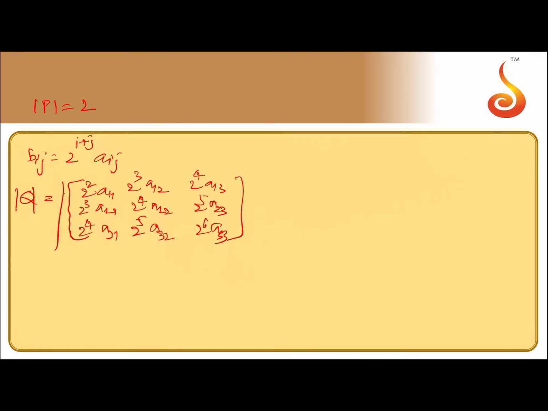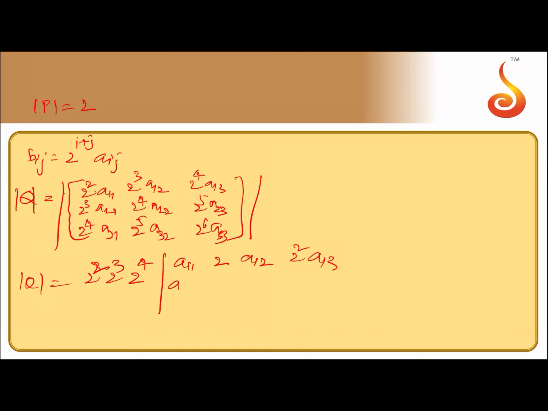So the determinant of this equals the determinant of this one. Being a determinant, I can take common values out. The determinant of Q can be written as: from the first row, take 2 square as common; from the second row 2 cube; and from the third row 2 power 4. If you take these common, what remains? A11, 2 A12, and I hope you'll be getting 2 square A13.